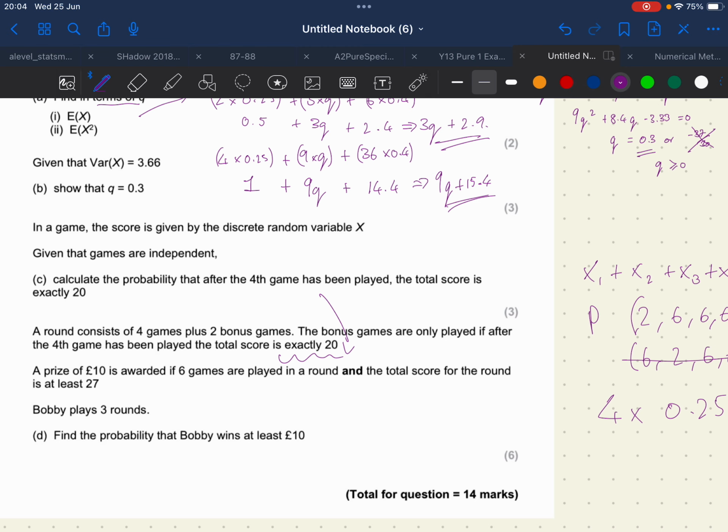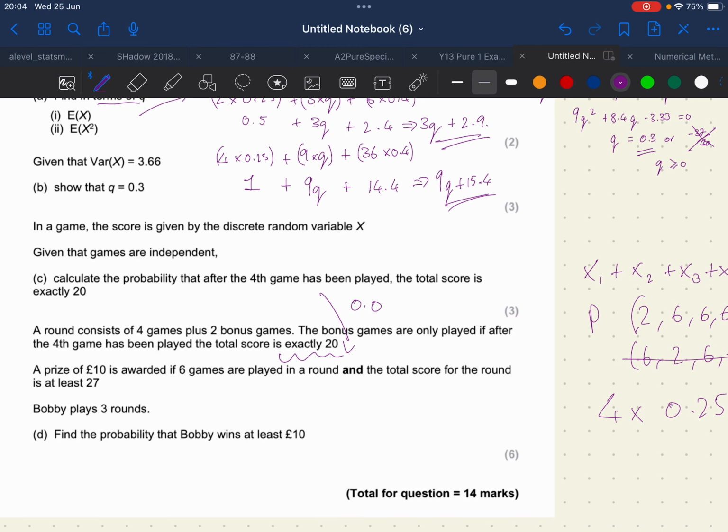So if you do this thing, which is very rare because it happens 0.064 of the time, then you go into the bonus round. A prize of £10 is awarded if 6 games are played in a round and the total score for the round is at least £27. Now, this is starting to sound very confusing, but when you do the 4 games, you go on and you do 2 bonus games. You can't do 1 bonus game or 3 bonus games. So as soon as you're in this 0.064 category, you go straight into these 2 bonus games.